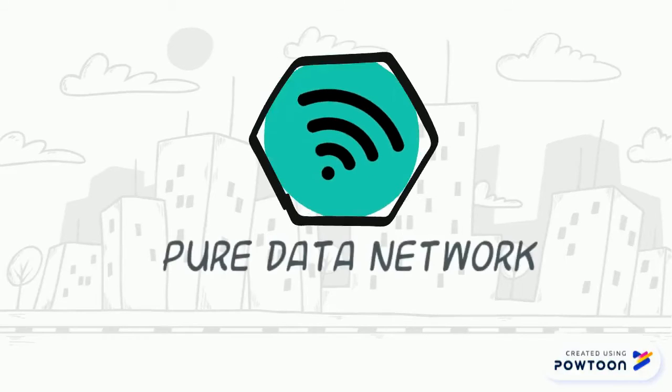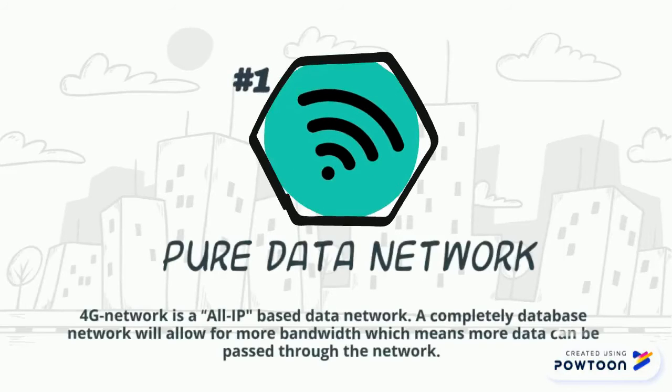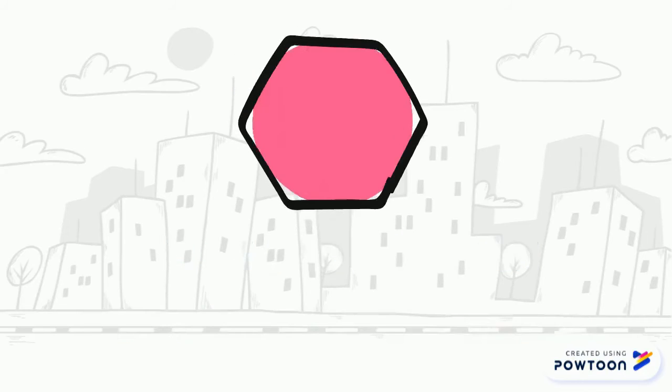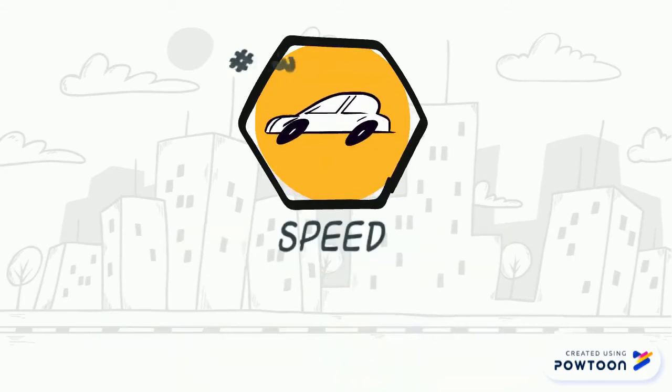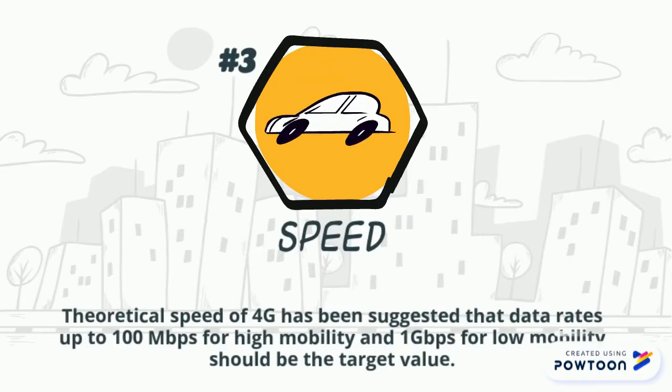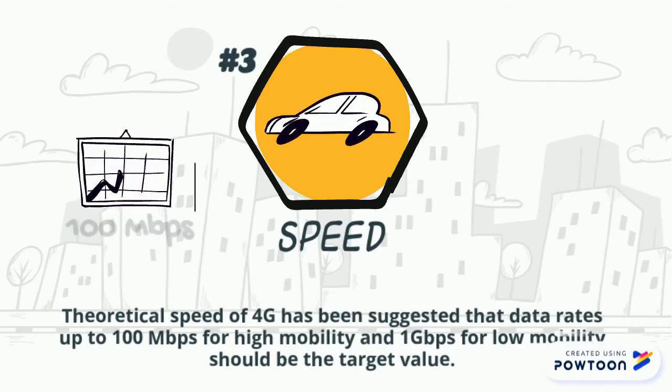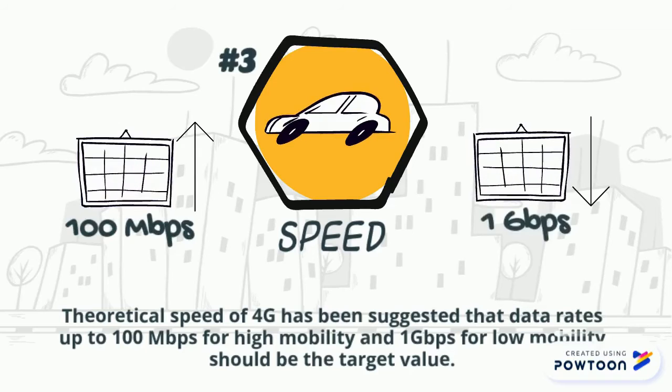Pure data network. 4G network is an all-IP-based data network. A completely data-based network will allow for more bandwidth, which means more data can be passed through the network. More devices and applications. 4G network devices can take advantage of the higher bandwidth and speeds to deliver more robust data applications. Speed. Theoretical speed of 4G has been suggested that data rates up to 100 Mbps for high mobility and 1 Gbps for low mobility should be the target value.